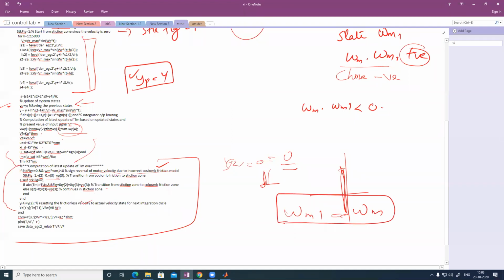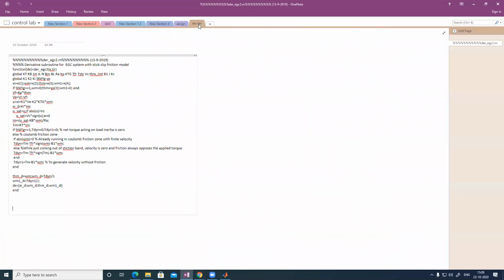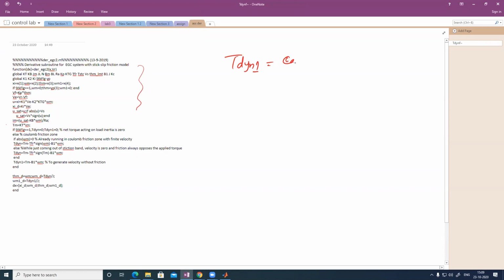So for this loop, that is exiting, omega m is equal to omega. These two values you are making the same, and you are running this loop again, and all other things remain the same. In the derivative subroutine, all the values up to here remain the same, and you are choosing a T dynamic one. So T dynamic one you are calculating.